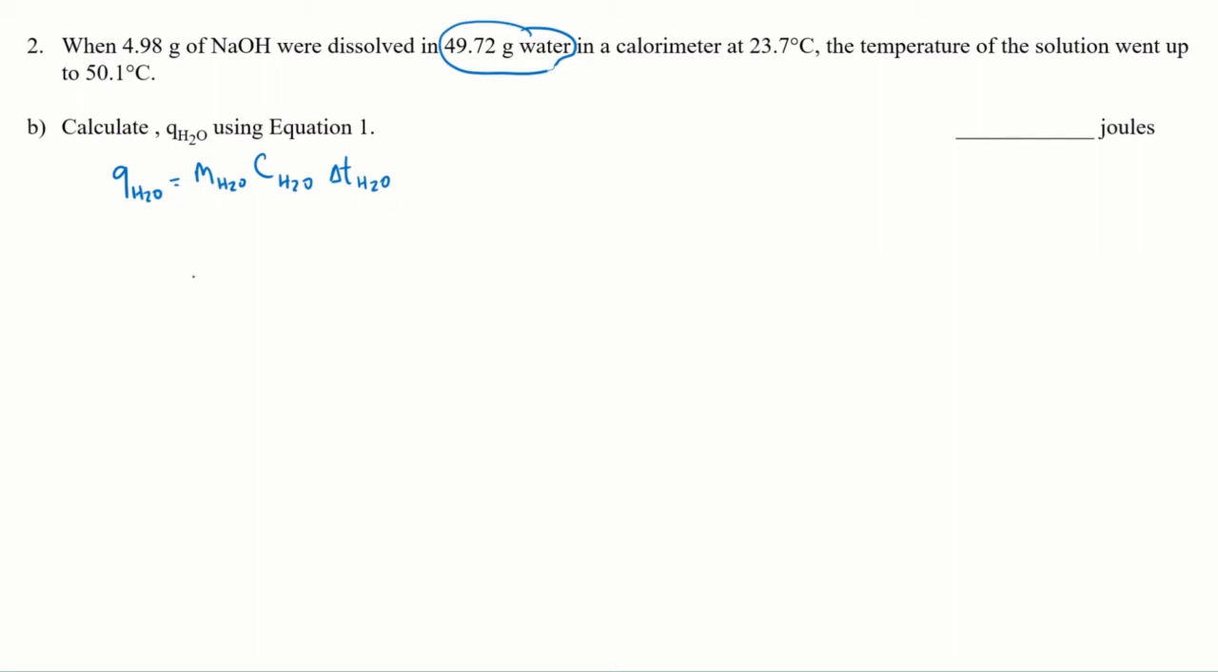If we look, the mass of water here is 49.72 grams. The specific heat of water is a constant, so this is 4.184 joules per gram degree, and this is a value that you should memorize. Delta T of water is always the final temperature minus the initial. Here is my final temperature, here is my initial temperature.